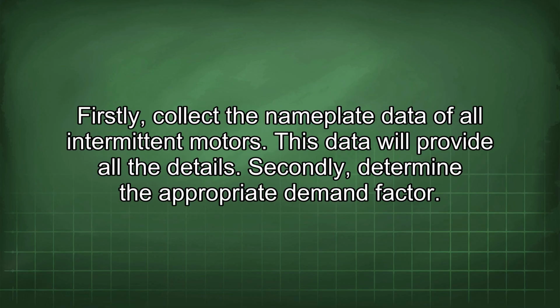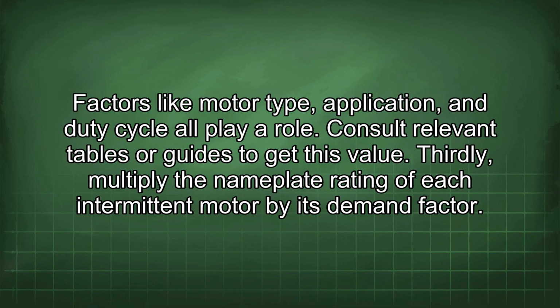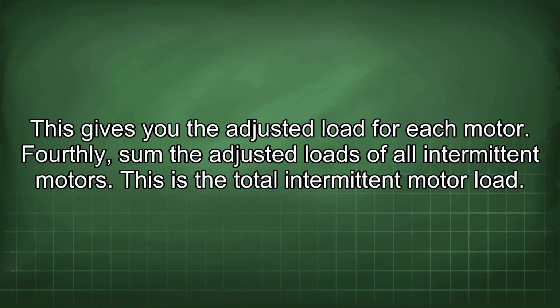Firstly, collect the nameplate data of all intermittent motors. This data will provide all the details. Secondly, determine the appropriate demand factor. Factors like motor type, application, and duty cycle all play a role. Consult relevant tables or guides to get this value. Thirdly, multiply the nameplate rating of each intermittent motor by its demand factor. This gives you the adjusted load for each motor. Fourthly, sum the adjusted loads of all intermittent motors. This is the total intermittent motor load.